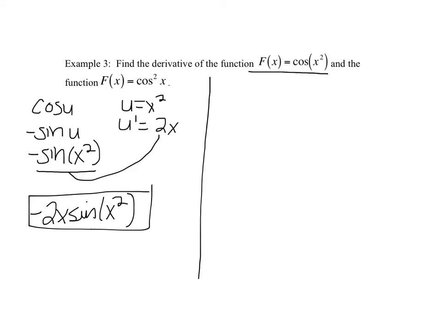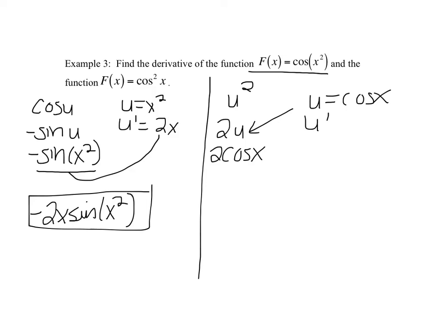For the second equation, it's a little different. My big idea this time happens to be that I am taking something and I am squaring it. And that something happens to be cosine x. So now if I do my outside function's derivative, that would be 2u. But I don't want it in terms of u, so I replace the u with cosine x. And then I have to find u prime, or my inside function's derivative, which would be negative sine x.